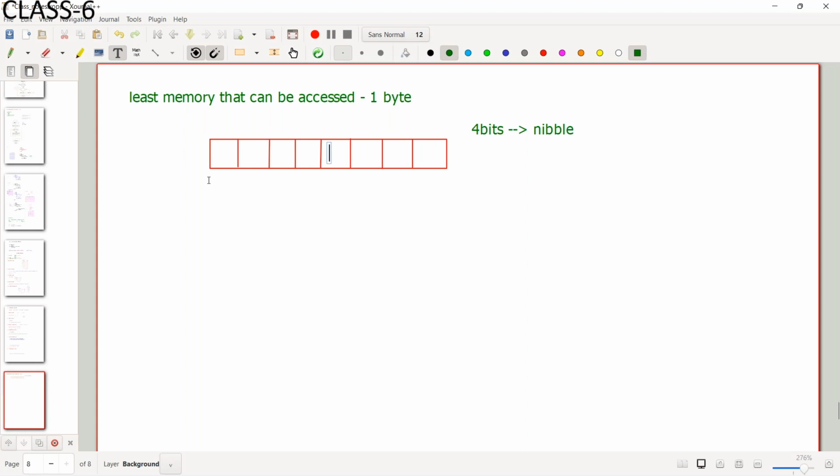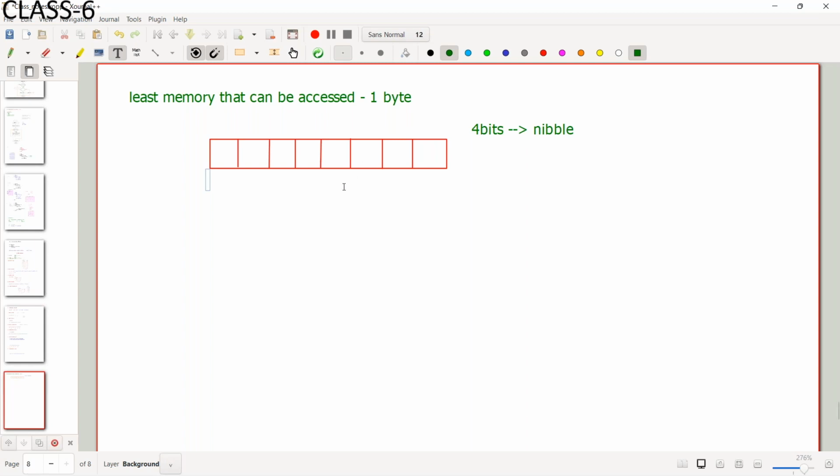We can access at least one byte only at a time. Like the minimal unit is nothing but 1 byte. Beyond that, we cannot access it separately. The bits cannot be accessed, or we cannot get the address of the bits separately. Okay, that's the reason the least memory that can be accessed is always 1 byte.